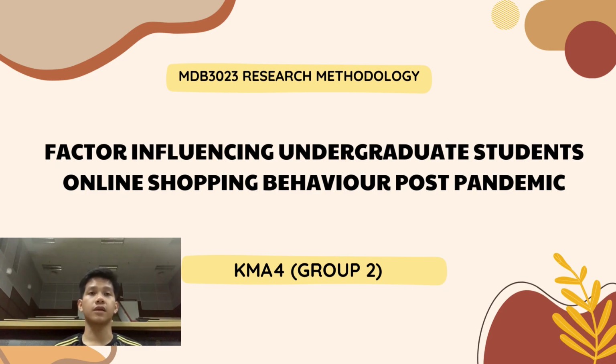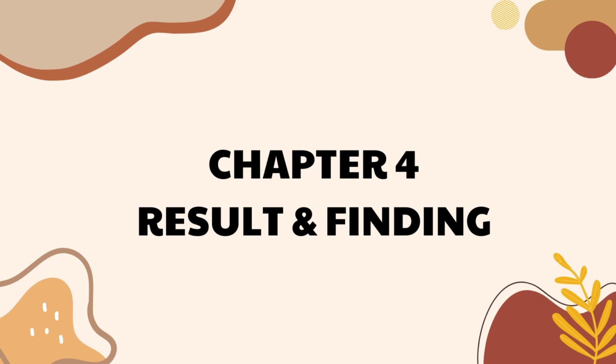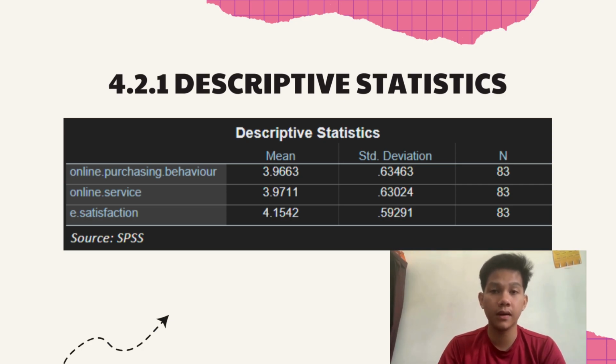Today we will present to you Chapter 4 and Chapter 5, which is our research about factors influencing undergraduate student online shopping behavior post-pandemic. Okay, so the table presented here provides the descriptive analysis result for the three variables related to factors influencing undergraduate student online shopping behavior post-pandemic.